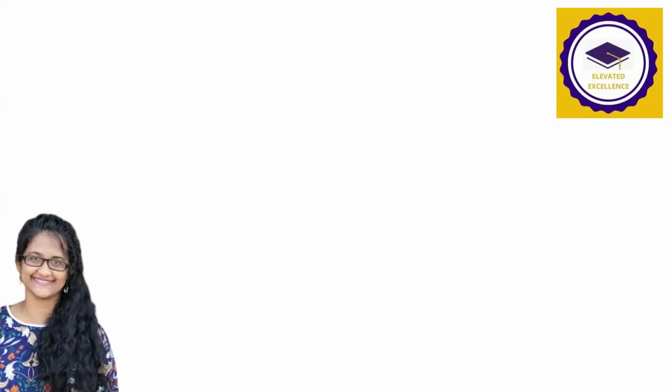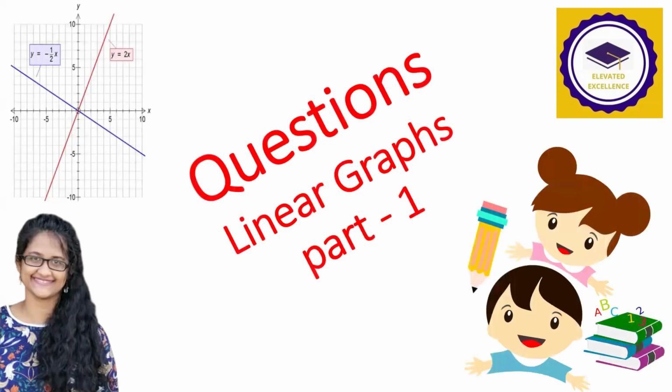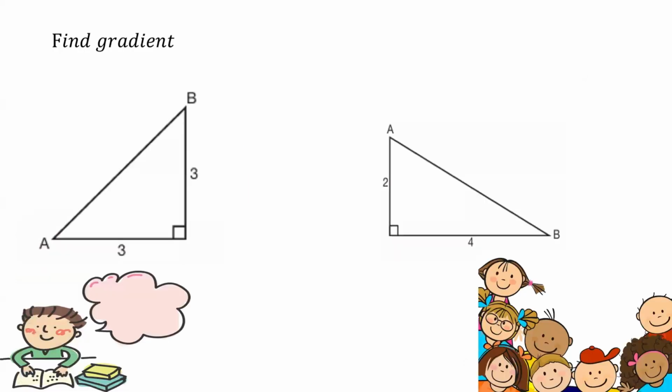Hello everyone. So let's discuss the questions from linear graphs. So it's part 1, okay? The first part is finding the gradient. Let's see how we are going to find the gradient of the given figure. Gradient is equal to rise over run.